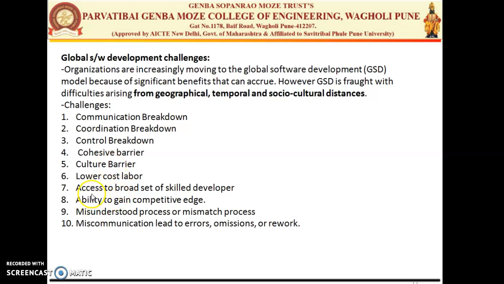Then if you are taking the project globally, there should be skilled developers who are developing the project. There is no necessity that in Pune we have a skilled developer and in USA there will also be a skilled developer. There may be some chances that we do not have a skilled developer at other locations. So problems can come. Then competitive edge, misunderstanding of the process or mismatch, and the last one is communication leading to some errors, omissions or rework. If communication is not proper, it will always give you errors, omissions of features and rework. So this was the second part of your 6th unit.